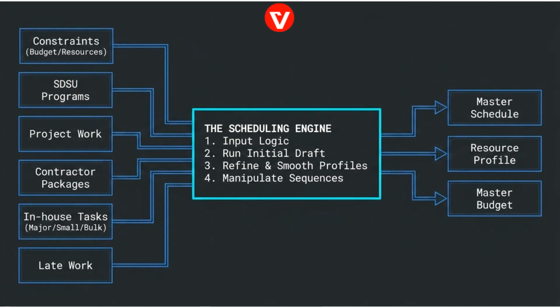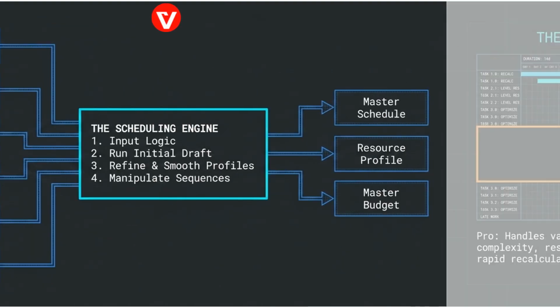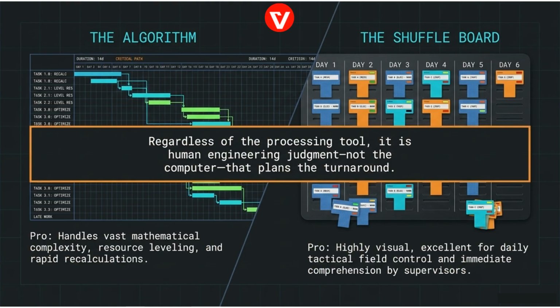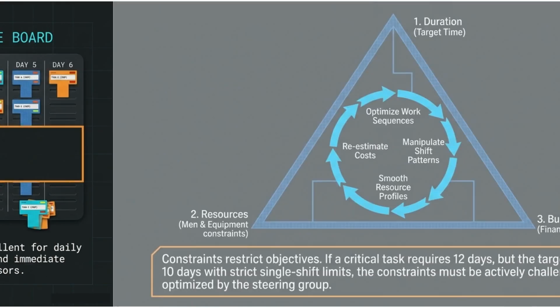The scheduling engine balances conflicting objectives by processing inputs like work lists and constraints. It refines and smooths resource profiles to ensure that the plant does not hit its saturation point. Regardless of the tool, human engineering judgment, not the computer, plans the turnaround. Both the algorithm and the shuffleboard help visualize the critical path tasks where lost time cannot be recovered.